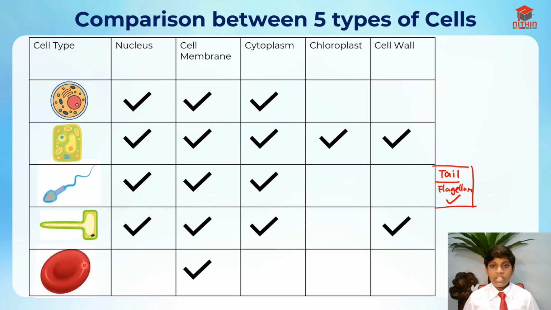The red blood cell does not have a nucleus. It has a cell membrane and a cytoplasm, and it does not have chloroplast or a cell wall because it's an animal cell. Let me write: A means animal cell, and P means plant cell. So there are 3 animal cells and 2 plant cells, and these are the comparison between all of the cells. And the sperm has an extra part, which is the tail or the flagellum.